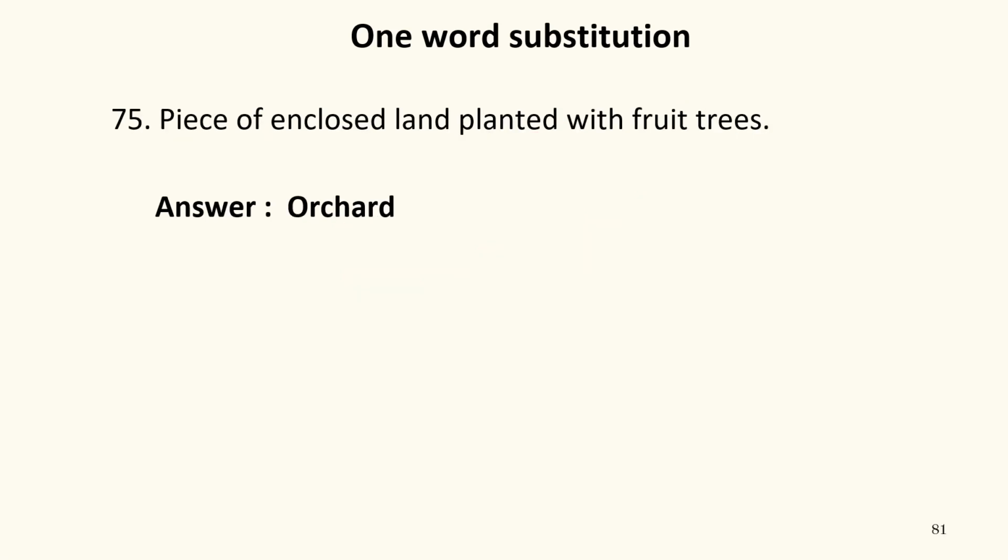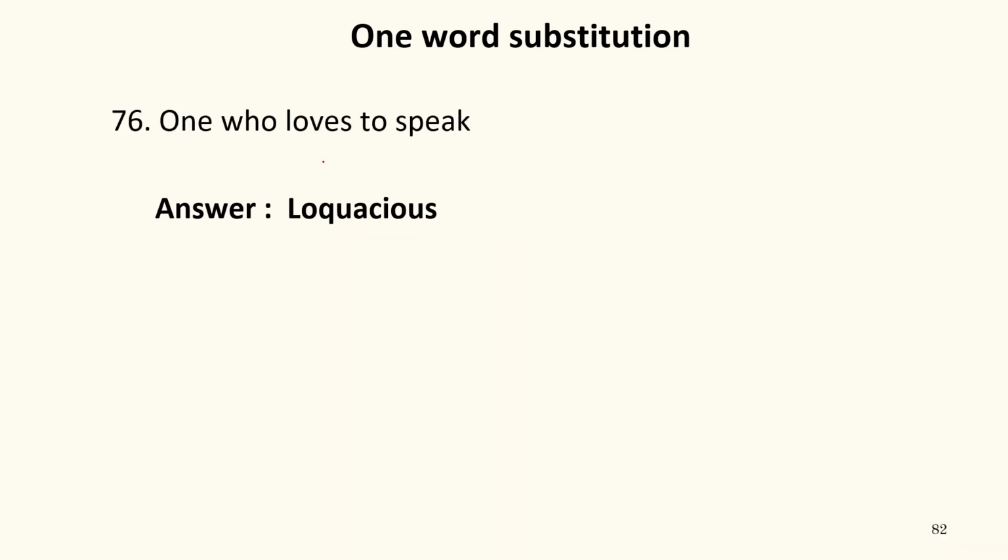Now, piece of enclosed land planted with fruit and trees. There is a place which is basically closed, and planted with fruits and trees. It means the land is covered with plants and trees. This is called orchard. Now, one who loves to speak, that is called loquacious. One who speaks a lot is known as loquacious.